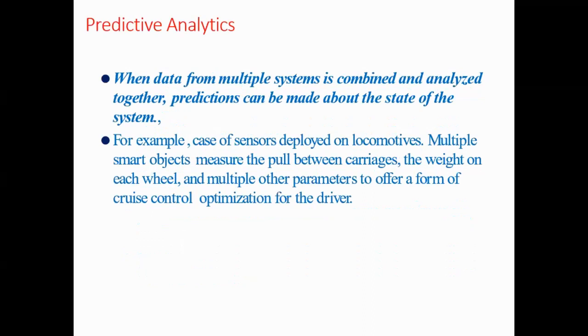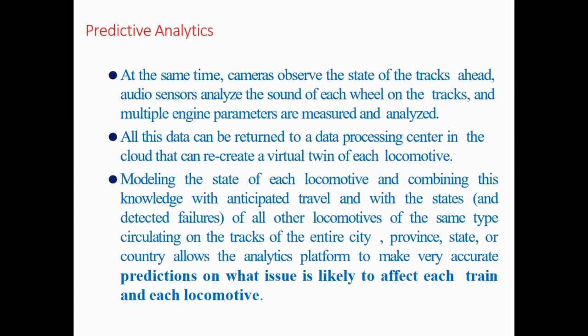Next, we go for predictive analytics. When data from multiple systems is combined and analyzed together, predictions can be made about the state of the system. For example, in the case of sensors deployed on locomotives, multiple smart objects measure the pull between carriages, the weight on each wheel, and multiple other parameters to offer a form of cruise control optimization for the driver.